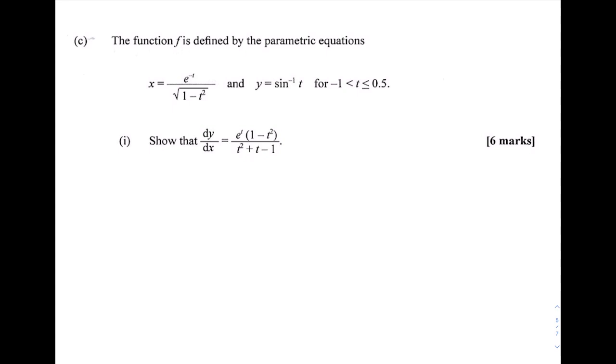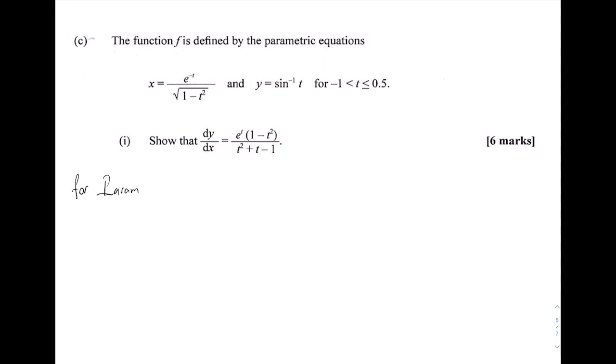So, we're given a function f defined by the parametric equations x equals e to the minus t divided by the square root of 1 minus t squared, and y is equal to sine inverse t for t on the interval -1 to 0.5, not inclusive of -1, inclusive of 0.5. We're to show that dy/dx is equal to e to the t times 1 minus t squared, all divided by t squared plus t minus 1.